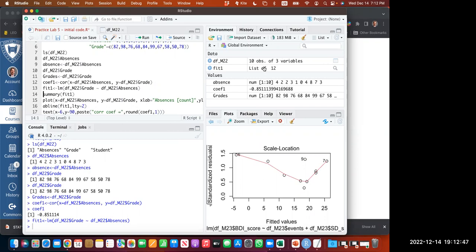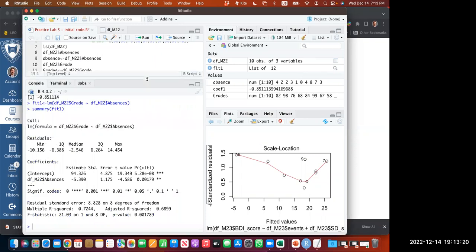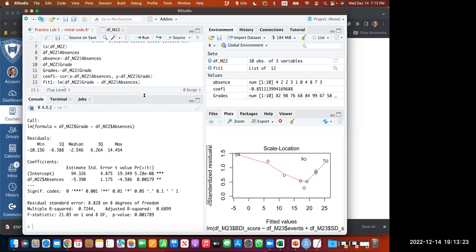You basically get a new object here in your environment, and this object is fit1. Fit1 is your linear model, and it contains everything that pertains to this linear model. And that's the beauty of R, because at the click of one button you have a plethora of different information for your model. We're going to look into what is contained in fit1. With summary of fit1, that's line 14, you get a printout of all the information that is relevant for your regression model.